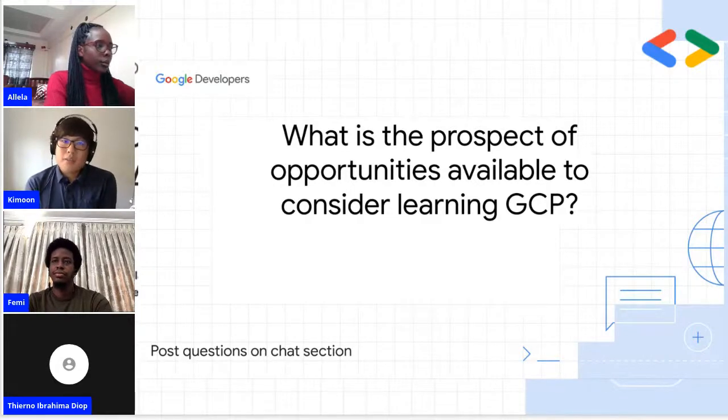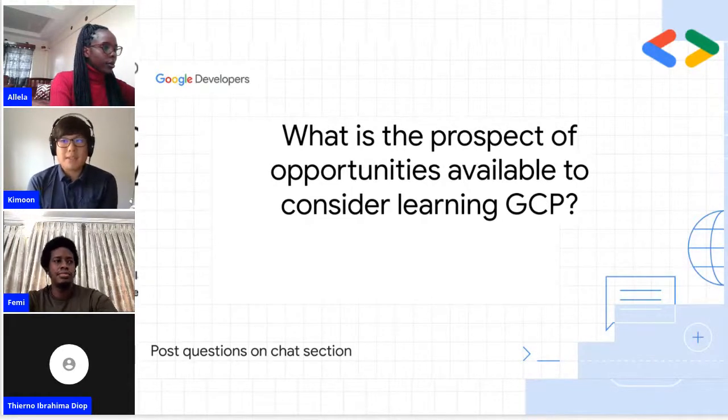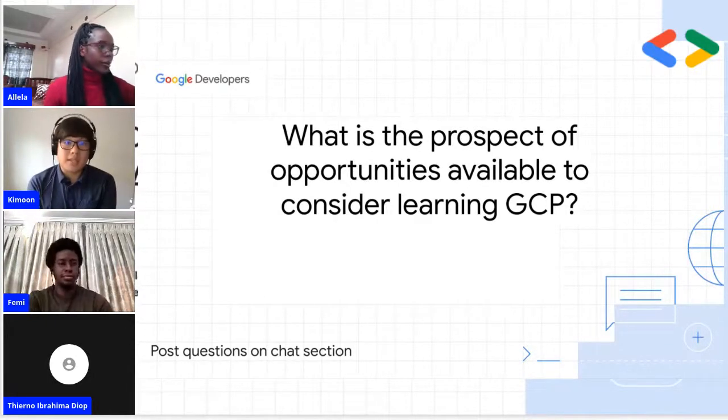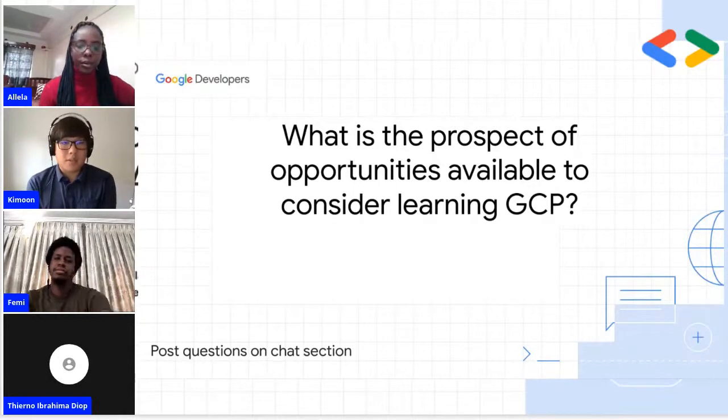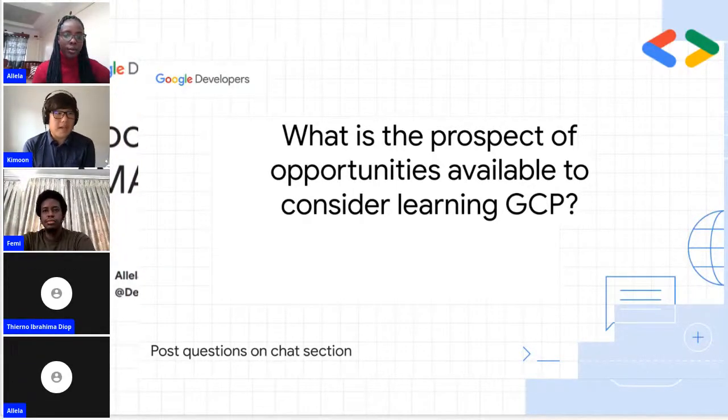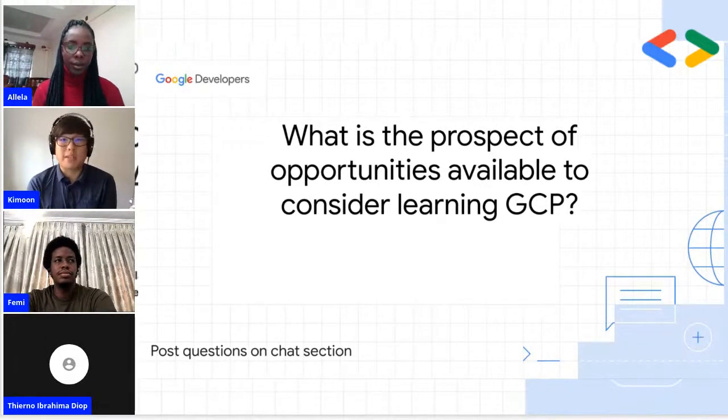The second prospect I would think of is that all the cloud providers have similar tool sets available. So for storage, you're going to use S3 on AWS, whereas you're going to use GCS, Google Cloud Storage, on the GCP platform. So when you learn GCP, you also get the skills to use across different cloud providers, which is very beneficial.